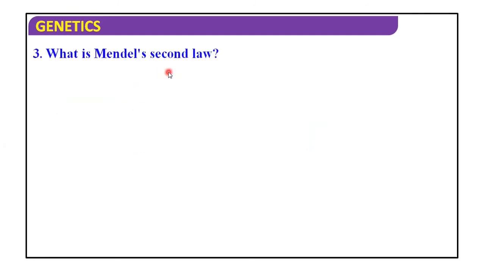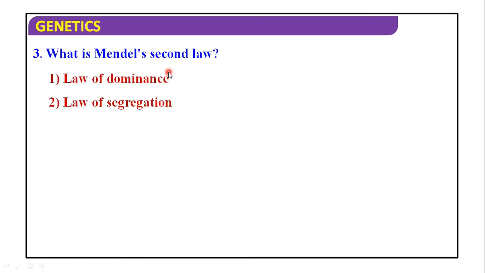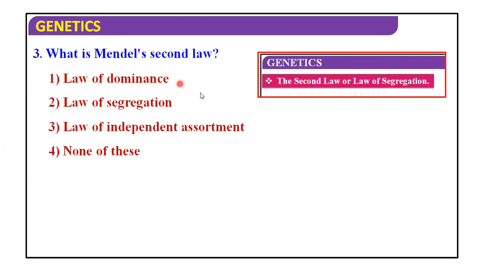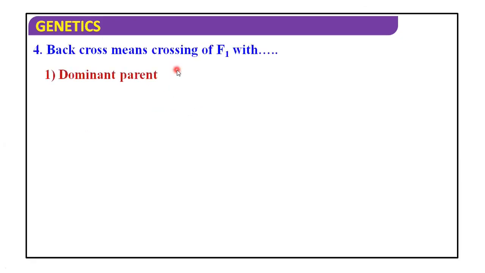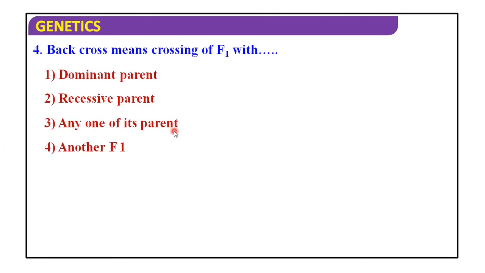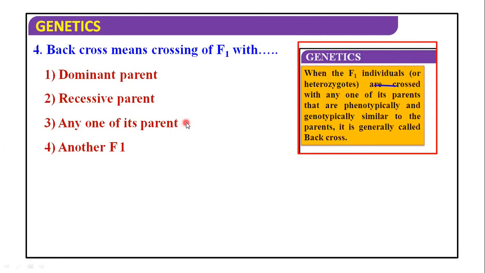Now, what is Mendel's second law? Law of dominance, law of segregation, law of independent assortment, or none of these. And the answer is second law is law of segregation. So the second answer is the correct answer. Back cross means crossing of F1 with dominant parent, recessive parent, any one of its parents, or another F1. And the correct answer is, when the F1 individuals are crossed with any one of the parents that are phenotypically and genotypically similar to the parents, it is generally called back cross. So answer is any one of its parents.